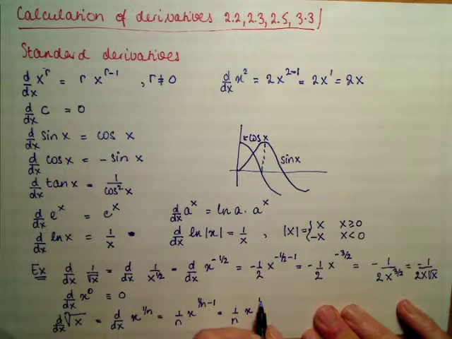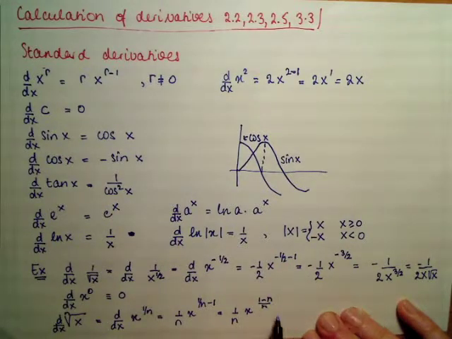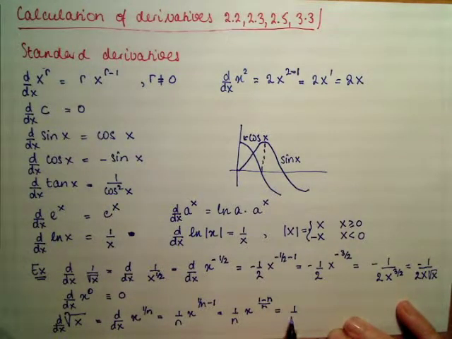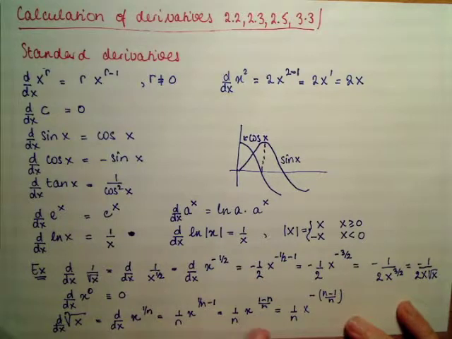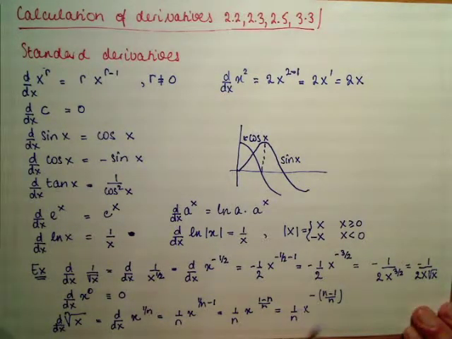So we get 1 minus n divided by n, and it is slightly more elegant to write it as x to the power minus n minus 1 over n. It's just a matter of a minus sign. I think this would be the best option. Of course, the other form is correct as well.